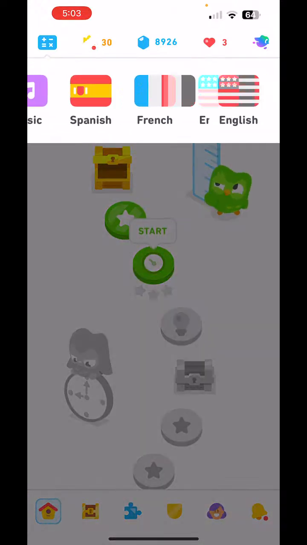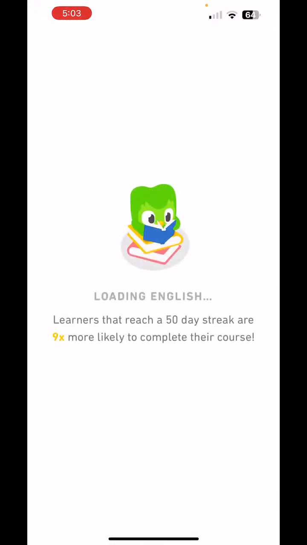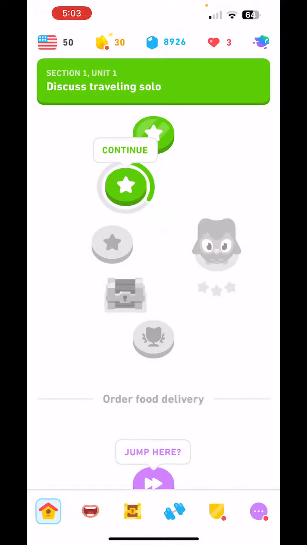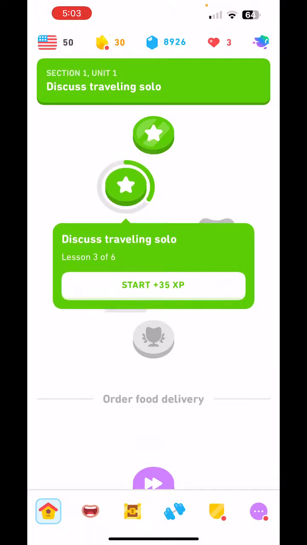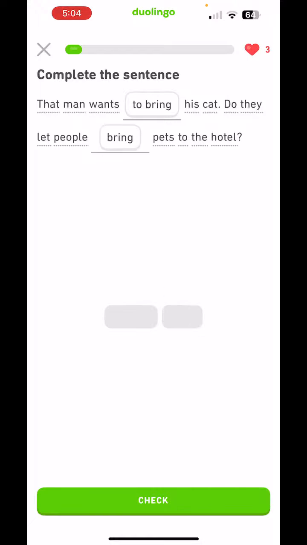All right, let's move on to English. So we're still in section 1, unit 1, and we're still discussing traveling solo. Today we are in lesson 3 of 6. Complete the sentence. That man wants blank his cat. Do they let people blank pets to the hotel? Let's see. So that man wants to bring his cat. Do they let people bring pets to the hotel?